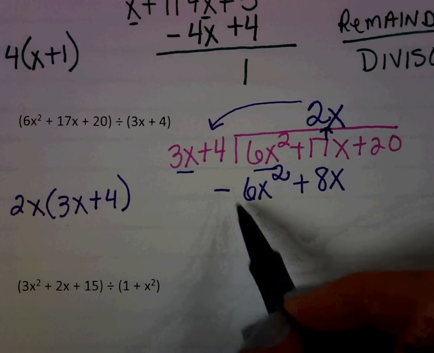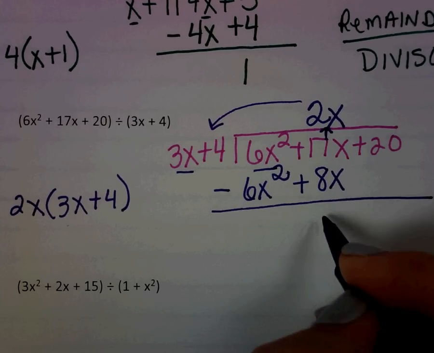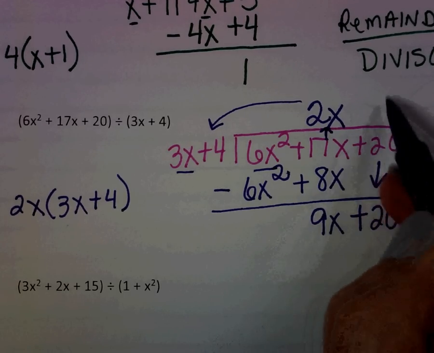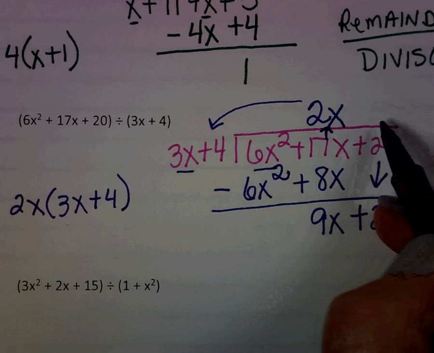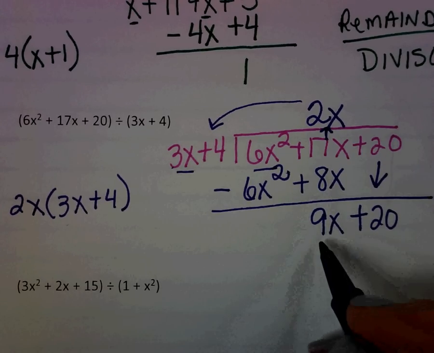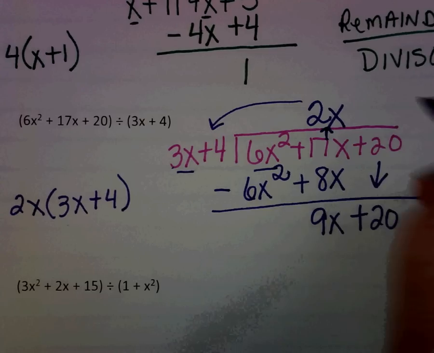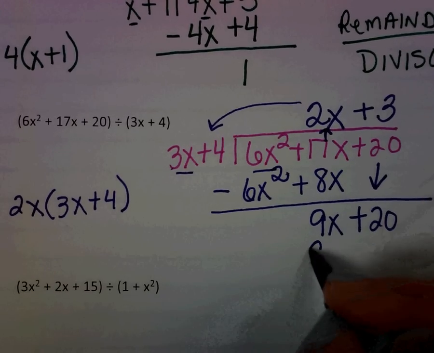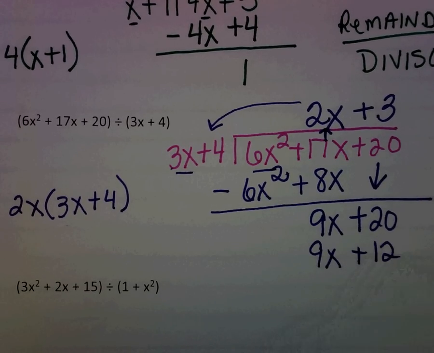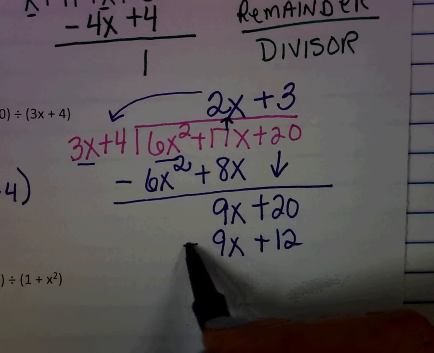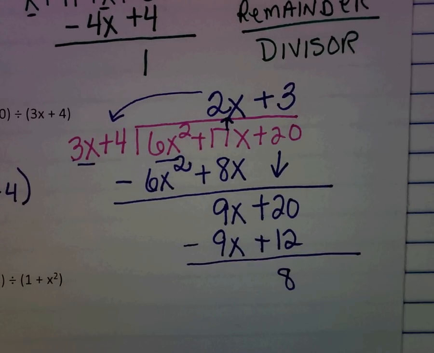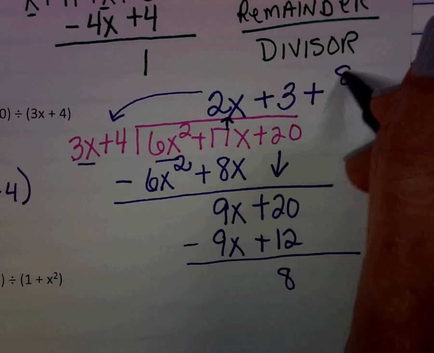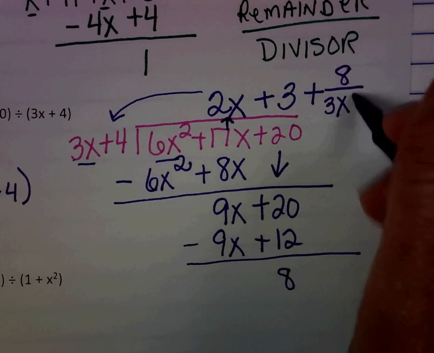Do our subtraction, and we get 9x plus 20, and we're going to keep going because we still have a place here. We're not ready to write a remainder yet. 3x times what gives me 9x? Well, that would be times 3 right there. So now we have 9x plus 12. Ready to subtract, and we have a remainder of 8. So remember, to write our remainder, we write plus the remainder over the divisor.